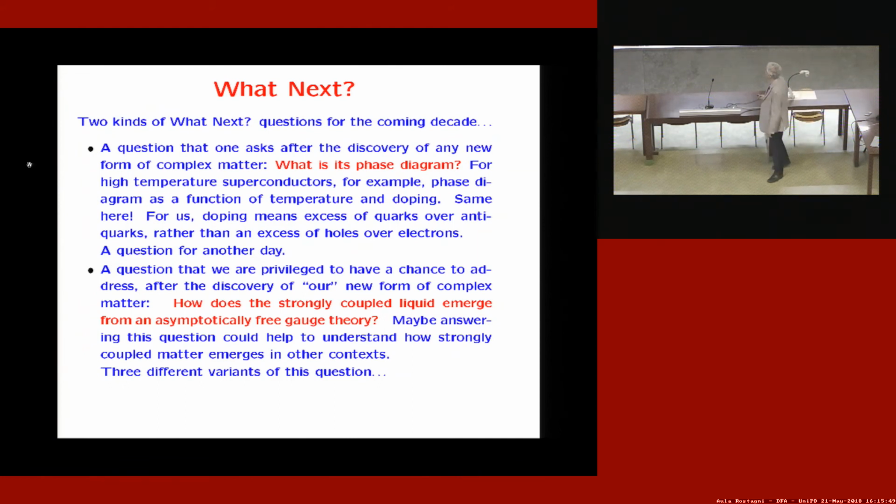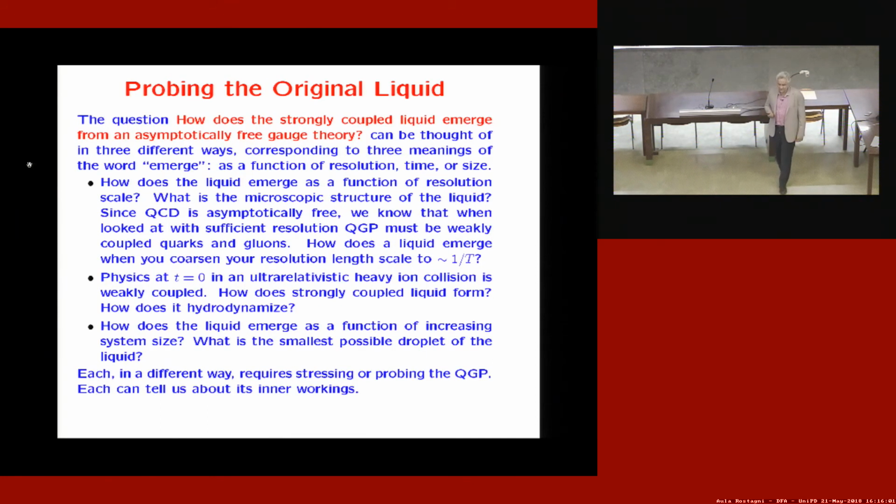The second what next question is, how does this liquid emerge from an asymptotically free gauge theory? Question I asked in the introduction of the colloquium. So this is about probing the original liquid. Any new condensed matter physics system, you either scatter neutrons off it, or you scatter photons off it, or you scatter electrons off it. You study its structure by shooting something off of it.